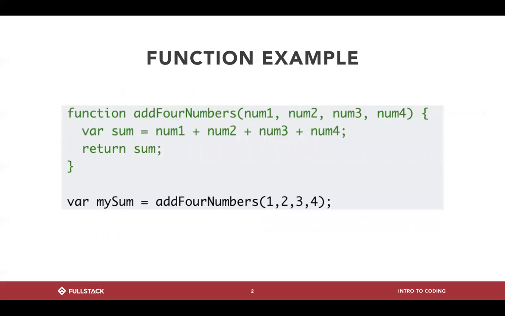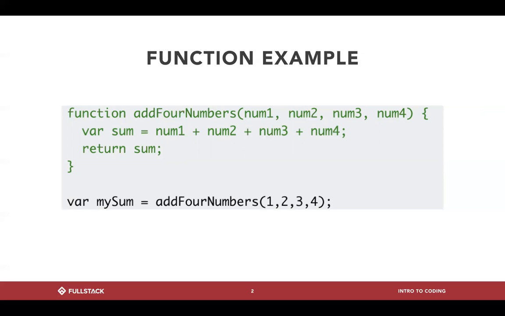Here's an example. Add 4 numbers. We have this function. We have the definition up at the top here in green, and then we have the invocation, the function call in black at the bottom. So the first thing that happens is we have parameters, num1, num2, num3, num4. In the definition, those are all defined between those 2 parentheses after add 4 numbers.